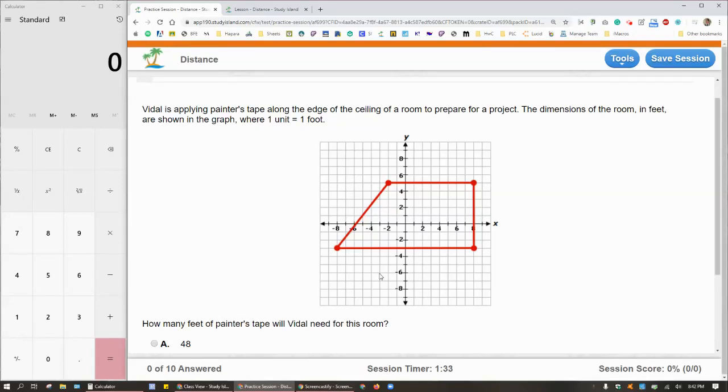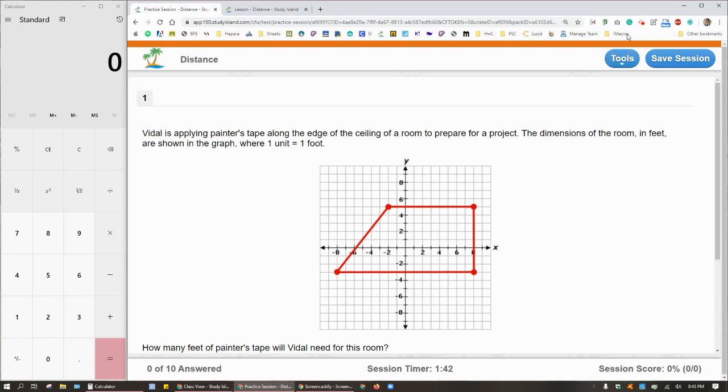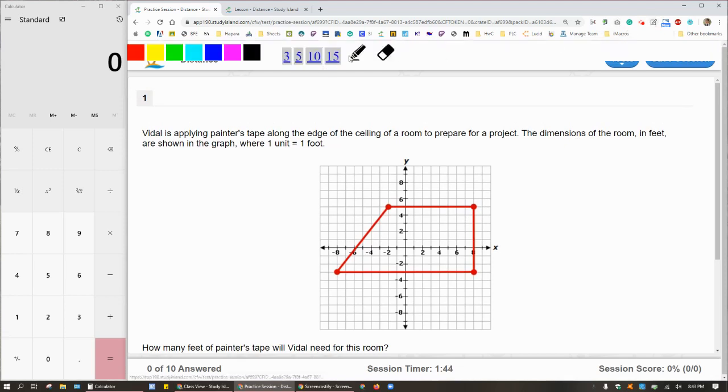All right, this is the distance topic on Study Island. It's just about applying the Pythagorean theorem to a coordinate plane. So just remember what the Pythagorean theorem is. The Pythagorean theorem states that if you have a right triangle, the two legs squared and added together is equal to the square of the longest side, the hypotenuse.